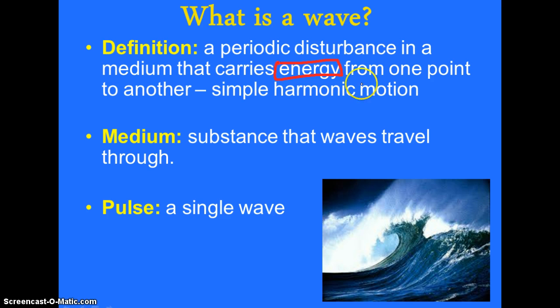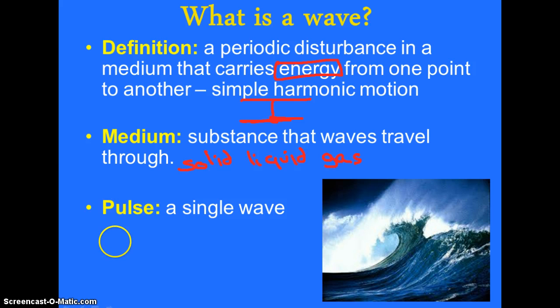You can define it as a simple harmonic motion, which is, if you've seen a clock with the pendulum, it goes back and forth, back and forth. All mechanical waves have to have a medium to travel through. A medium can be a solid, liquid, or gas. I'll let you think about which one you think the waves travel through the fastest, and then we'll talk about that in class.